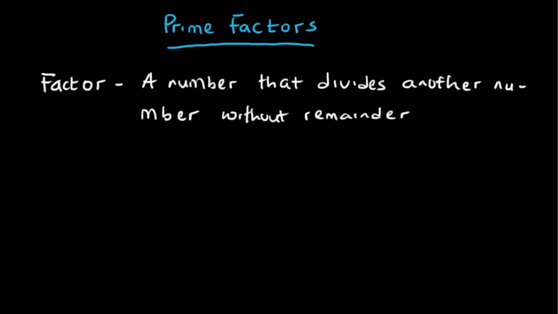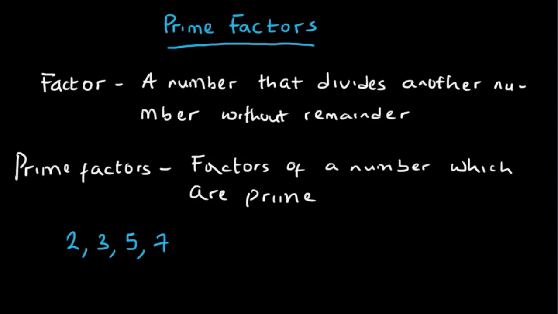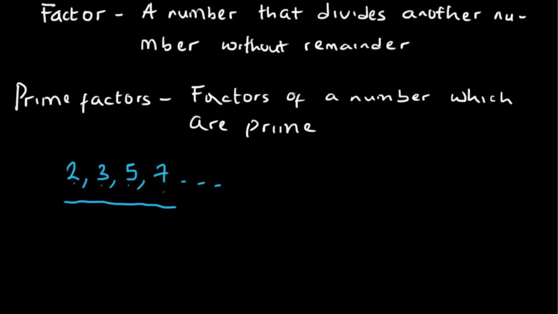Now, having said this, what are prime factors? Prime factors are simply factors of a number which are prime. So we have factors of a number which are prime. Remember, we've done some examples of prime numbers. We have 2, 3, 5, 7, etc. So these are examples of prime numbers: 2, 3, 5, and 7. Does that make sense? Now let's take examples.